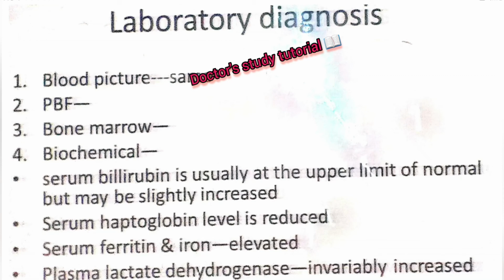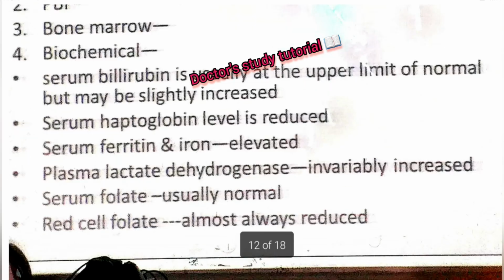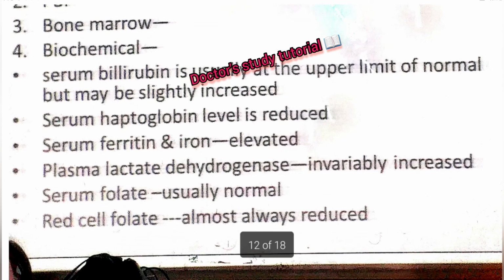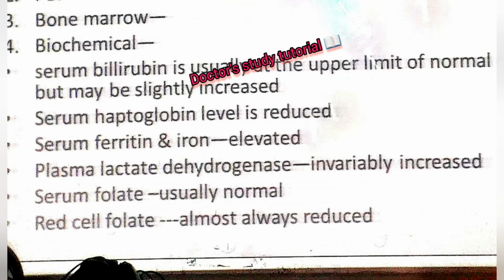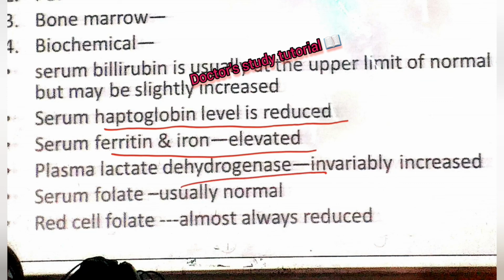The blood picture, peripheral blood film and bone marrow are all the same as in megaloblastic anemia, but it is different in biochemical tests. In biochemical tests, serum bilirubin is usually at the upper limit of normal but may be slightly increased. Serum haptoglobin level is reduced, serum ferritin and iron are elevated, plasma lactate dehydrogenase is invariably increased, serum folate is usually normal, red cell folate almost always reduced.